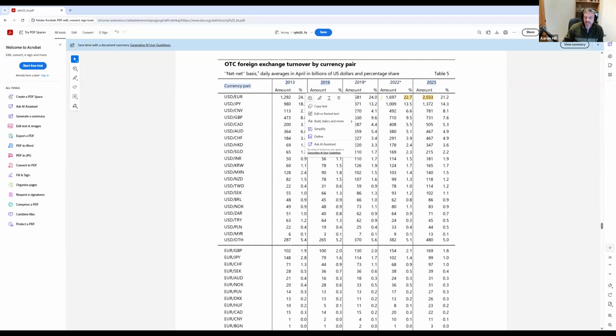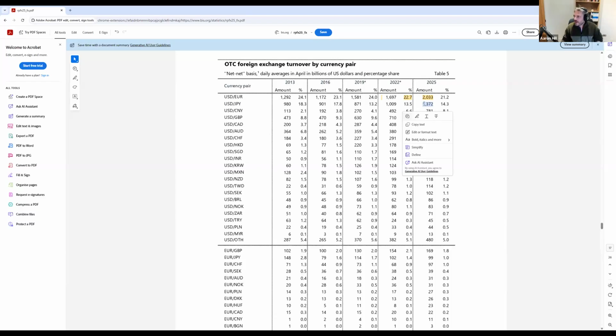The second most traded currency pair, of course, is the dollar yen, and as you can see, this has a global daily turnover of 1.4 trillion. This is rounded again, guys. 1.4 trillion as of April 2025, and this is up from 1 trillion in 2022.